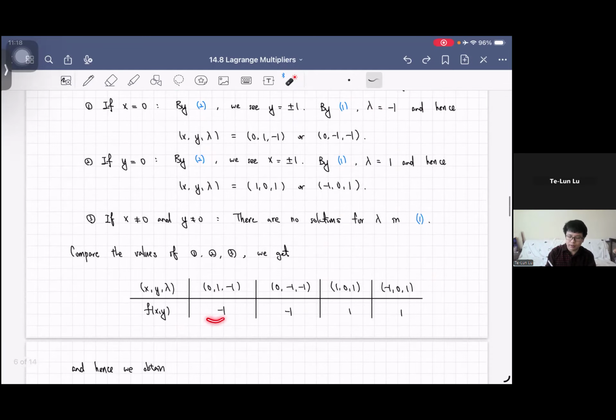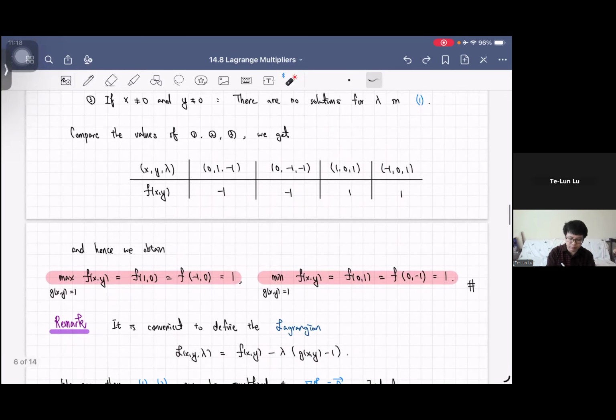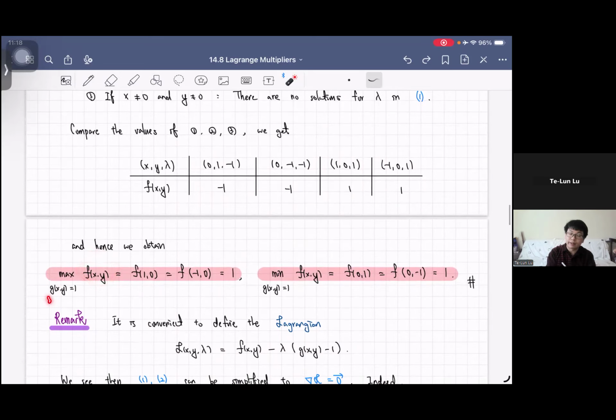So after evaluating f, you get -1, -1, 1, and 1. So the maximum of f subject to g of xy being 1 is given by these two points, and the value is 1. And the minimum of f of xy, subject to g of xy being 1, is these two values, and that is again, oh, this is -1, my bad. -1.